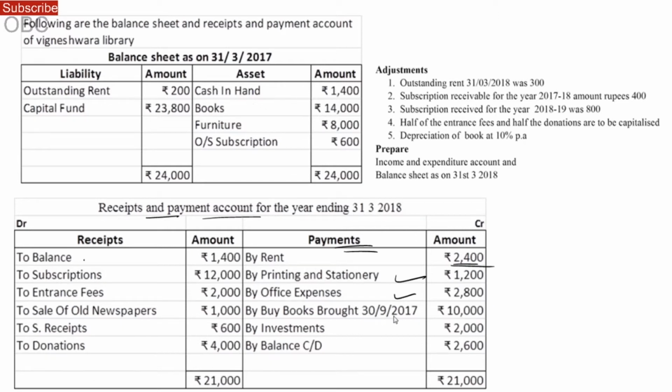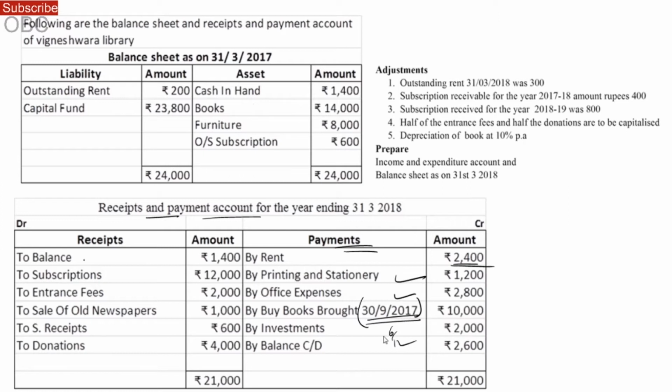By books bought, they bought again 10,000 worth of books in this year, but here is one tricky part, that is they bought books on 30th September 2017. They didn't buy these books on 1st April 2017. They bought books on 30th September 2017. That means exactly after completing the last day of the half year. Suppose if it is January, we'll consider it as June. Right here they mentioned the 9th month. 9th month means it's exactly halfway through the year. So we'll consider by dividing into half or 6/12 like that. So 10,000 rupees.